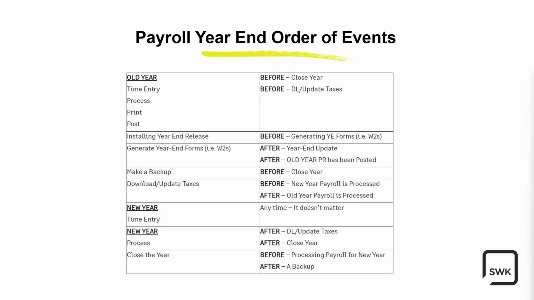So in your old year, you're going to do your time entry, process your payroll before you close the year and before you download your update and update your taxes. And then you'll install your year-end release. So that's that interim release download, generate your year-end forms and make a backup, download and update your taxes, and then you can start entering in the new year. You can enter in the new year time entry even before you close that previous year. And then in the new year, you'll process that next payroll.